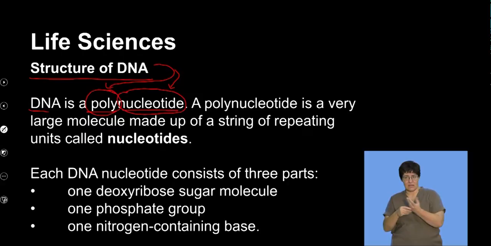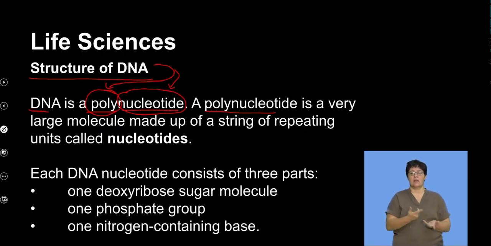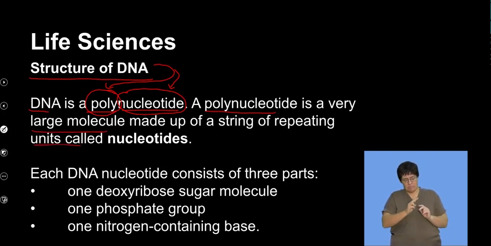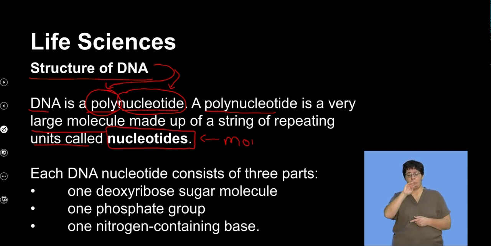Let's get back into it. A polynucleotide is a very large molecule made up of a string of repeating smaller units called nucleotides. And this essentially refers to the monomers. The single smallest building blocks of DNA are called monomers. In this case, they are nucleotides.